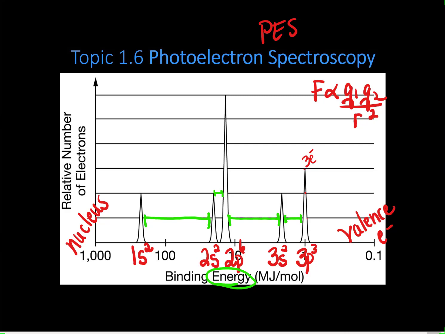Now that we have our electron configuration, we can easily figure out what element this is. There are a couple of different ways we can do that. One way is to look at your valence shell electrons right here. It's on the third energy level, and it ends in 3p3.